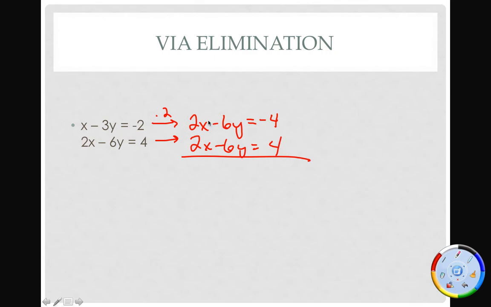And you might be seeing, oh, something's weird here. That's right. But we notice here I get 2x and positive 2x, which means if I subtract the two equations, I'll get rid of my x's. So 2x minus 2x is 0.